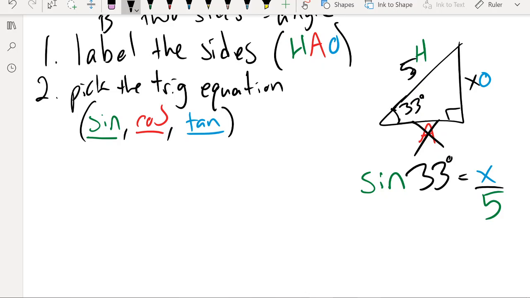And then, so we're basically done now. We've only got one more step. So 3-step process. We're on step 3 here. Step 3, you solve it. Step 3, solve it.